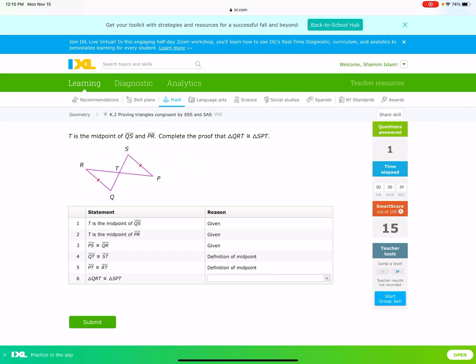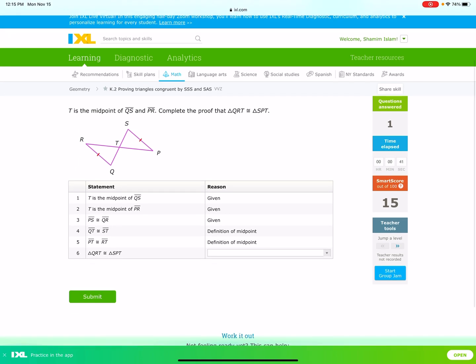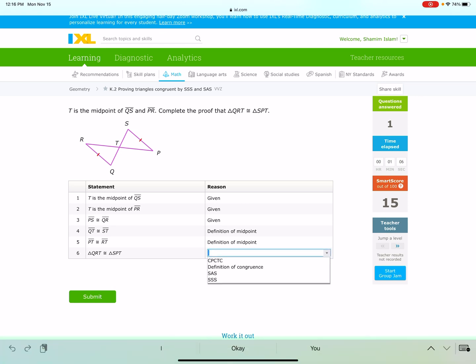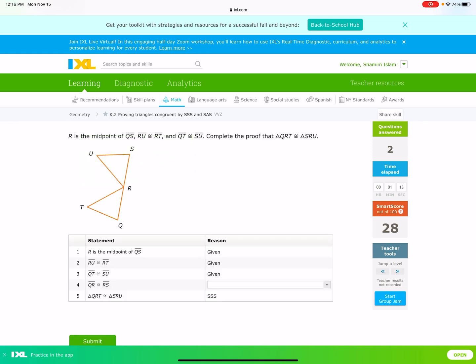So you say side, angle, side, okay? So that's it. Let me do another one. Here they say T is the midpoint of QS, given, so T divides QS this way. T is the midpoint of PR, so that is PRT, okay? So you can say PT is congruent to RT, QT is congruent to ST. You can see all those are definition of midpoint and given, and all those are 3 sides. So you can say side, side, side, okay? So you submit, okay? So that's correct, all right.